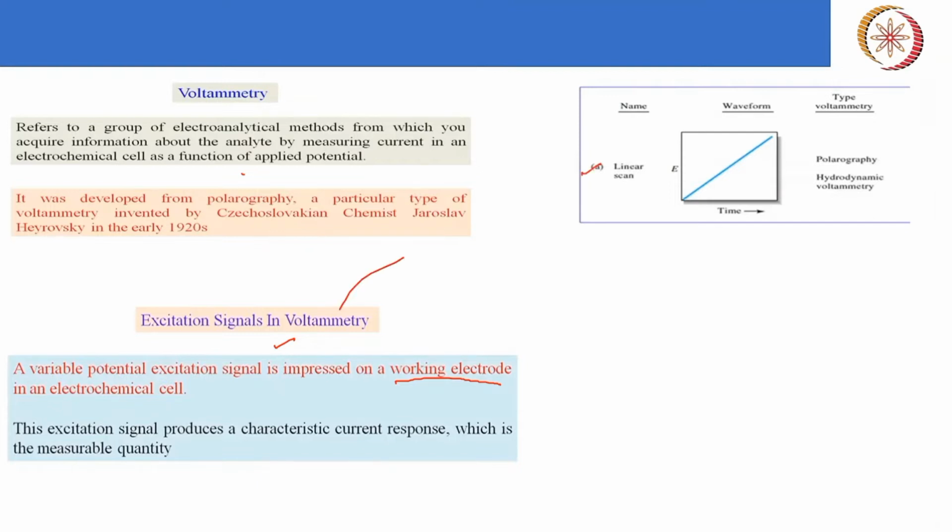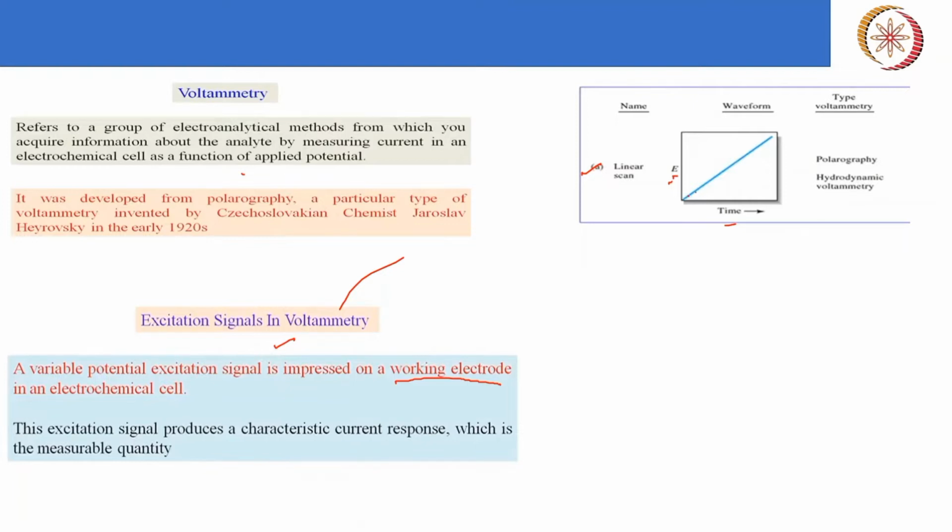Now we will discuss what types of excitation we can use in voltammetry. The first one is the linear scan. This type of excitation is usually used in polarography. There we apply the potential as a function of time, linearly, at a constant rate, in the system.